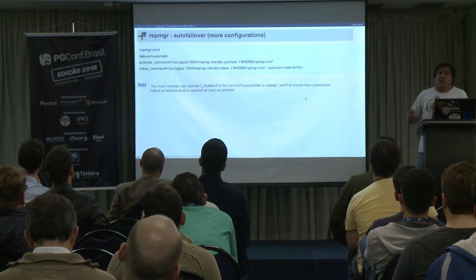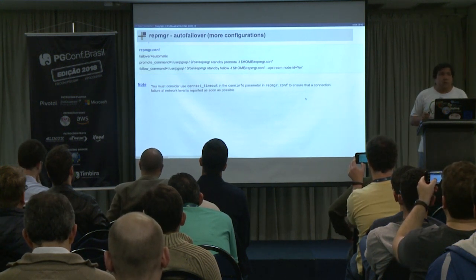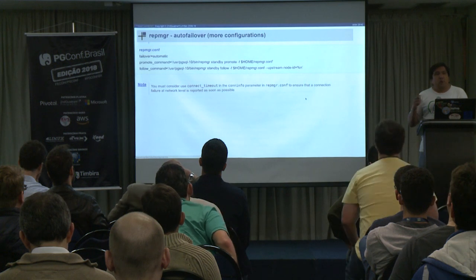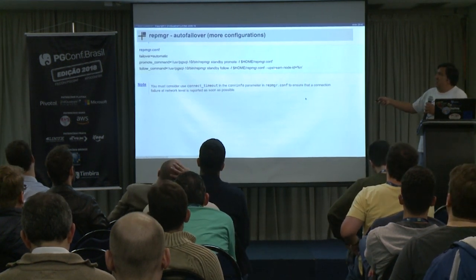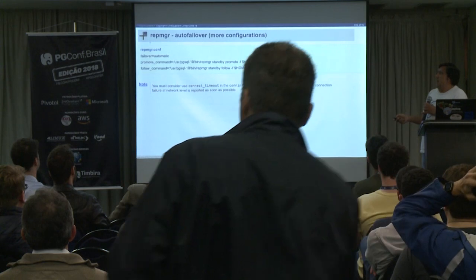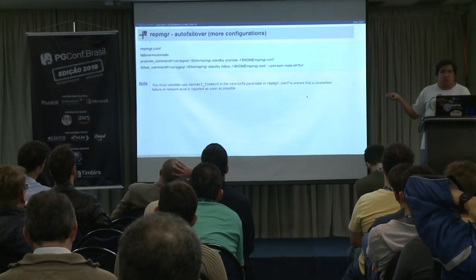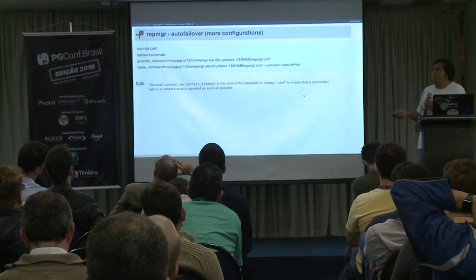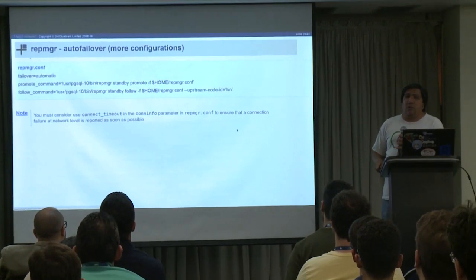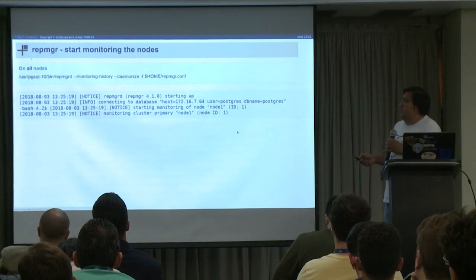And finally, for the automatic failover, you also need these three parameters in the configuration. Failover automatic. Promote command. The promote command, I put here a simple command, but it could be a script made by you. And follow command. Note the last part. It's different from other versions of repmgr. And you also need to consider using connect timeout in the conninfo string. That's this.